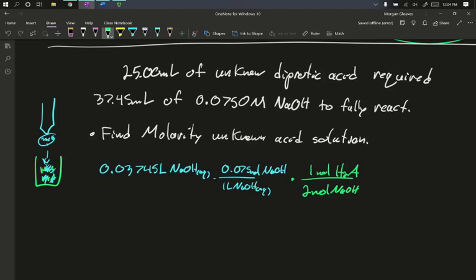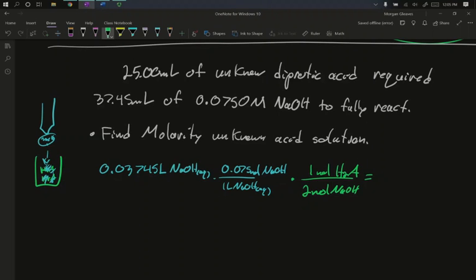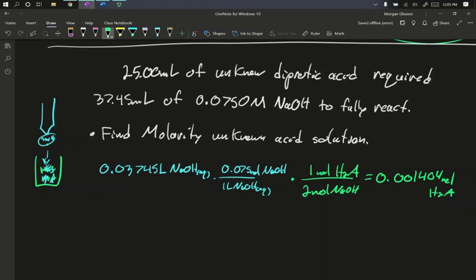Well, the only way you get 2 hydroxides from sodium hydroxide is to have 2 separate sodium hydroxides, because every 1 diprotic acid has the 2 H pluses. So this is a 1 acid to 2 base relation. How many moles of the diprotic acid did I have to have present then? 0.001404 mole of my H2A.